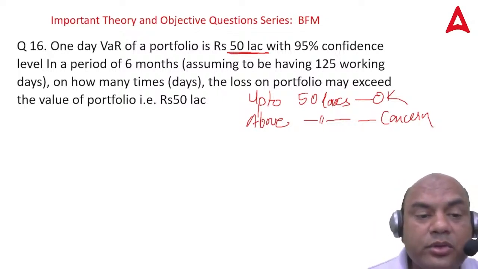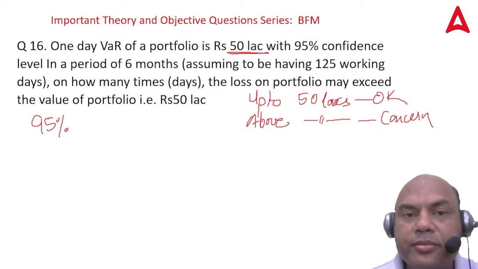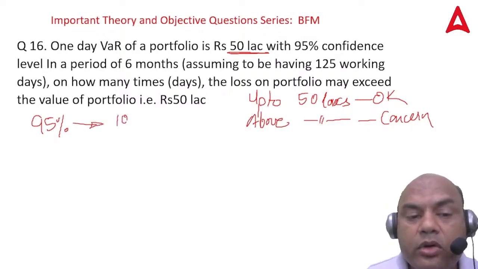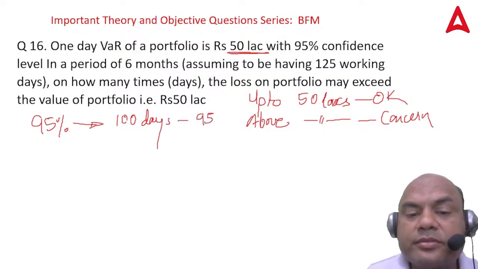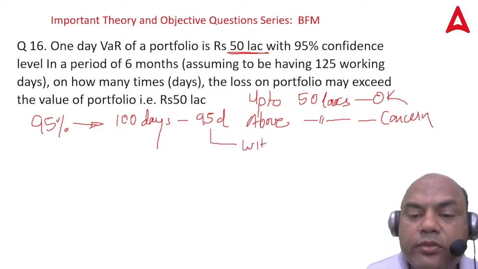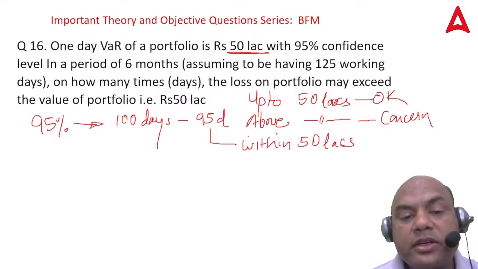How to solve this? See this 95% confidence. What do you mean by percent? Percent means 100. So 95% means out of 100 days, for 95 days my loss is within 50 lakhs. Okay. So out of 100 days, for 95 days, my loss is within 50 lakhs.